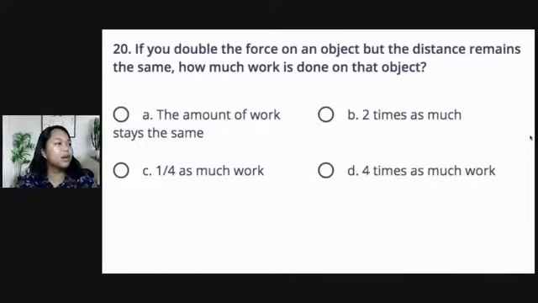Nakakadugo ng internal organ. Okay lang po yan.